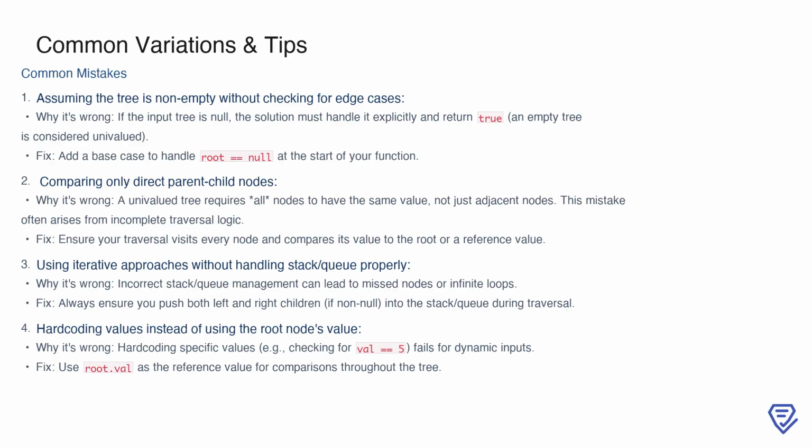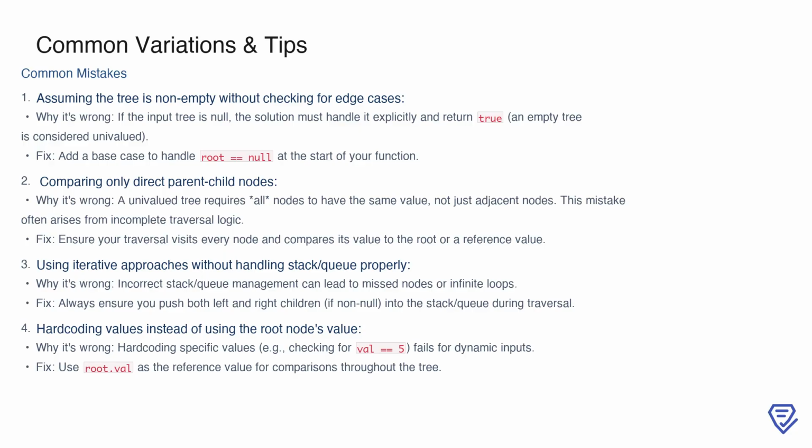To avoid this, ensure your traversal visits every single node and compares its value to a consistent reference, like the root's value. Additionally, iterative solutions can sometimes go wrong if stack or queue management isn't handled properly. Missing nodes or introducing infinite loops often happens due to forgetting to push both left and right children into the stack or queue when they are non-null.